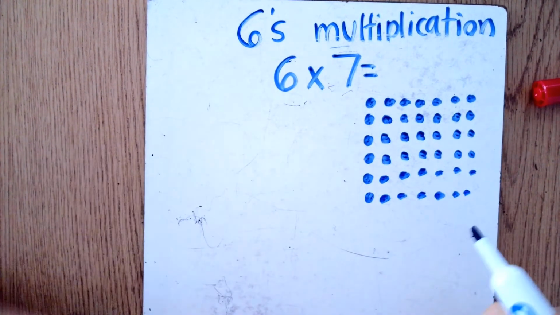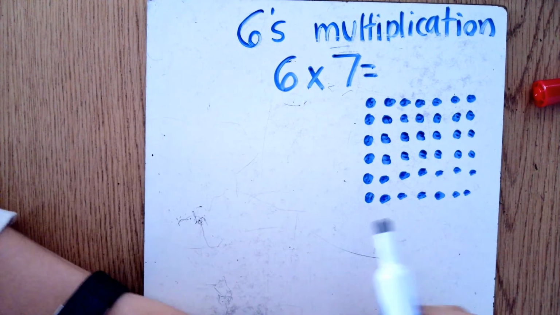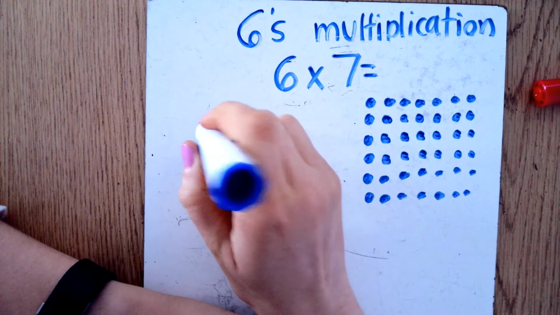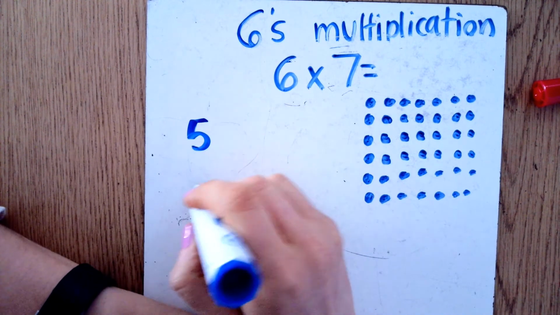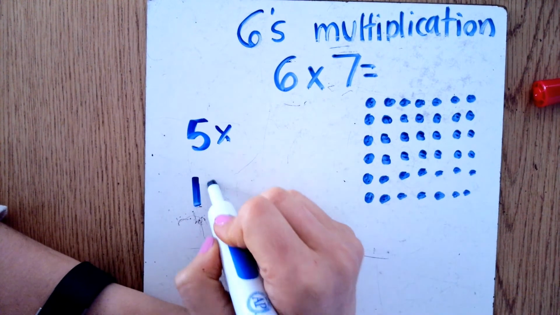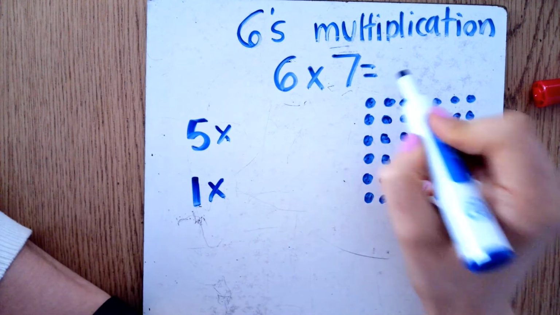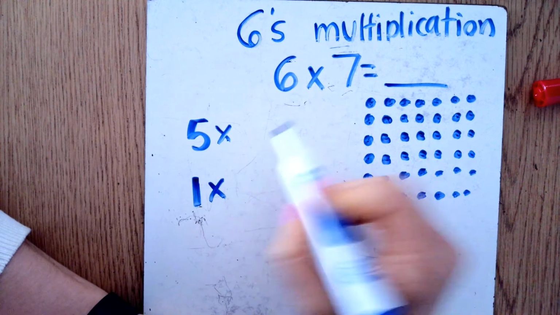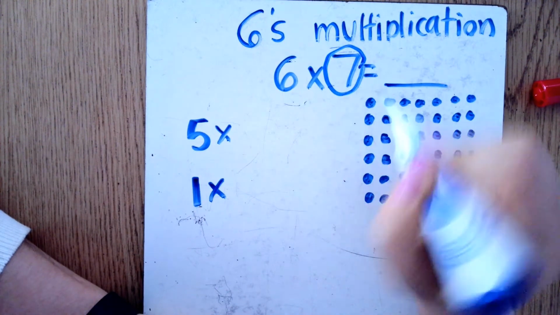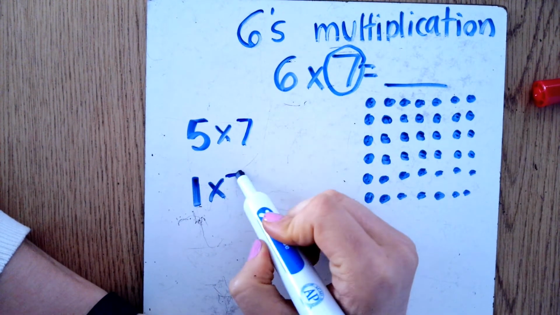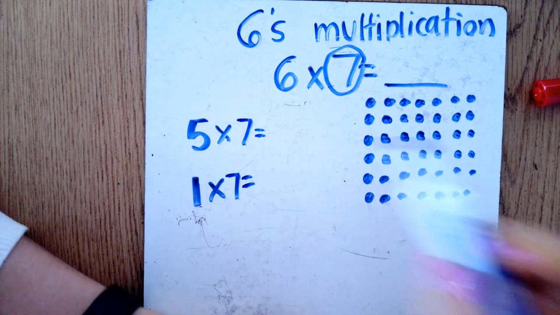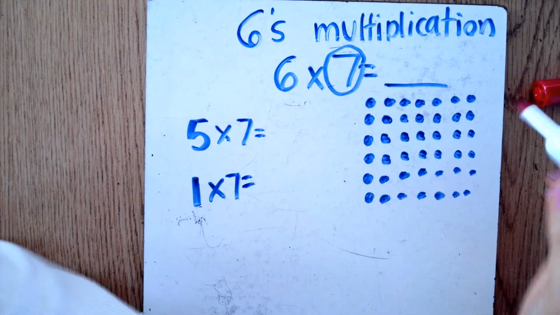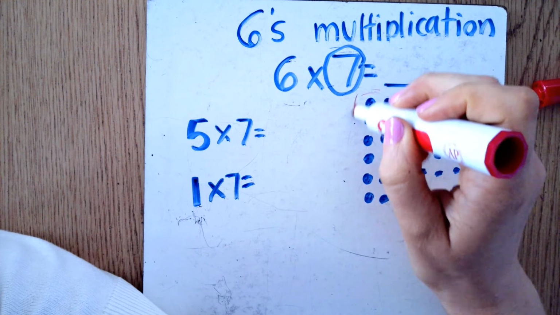All right, so we're using that build-up strategy. So what are we breaking up that 6 into? What two numbers? 5 and 1. And what number would go here? The 7. All right, so in 5 times 7, we're going to be circling the 5 rows with 7 in each row.